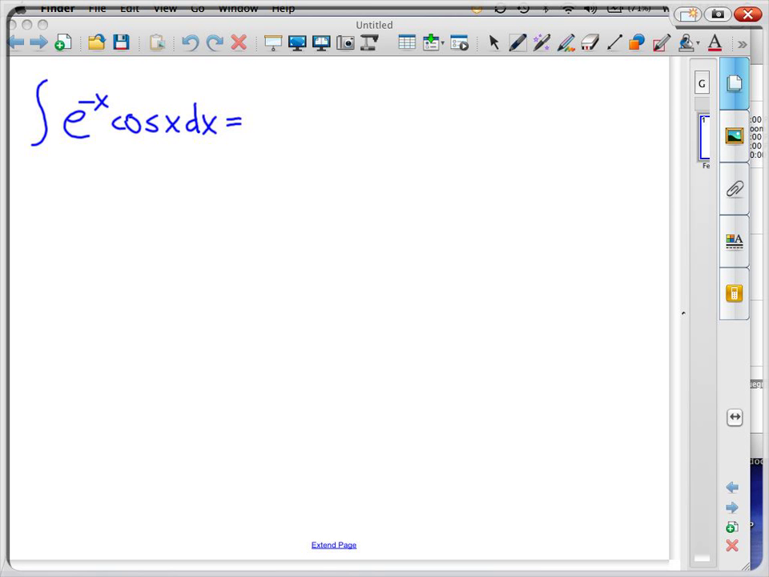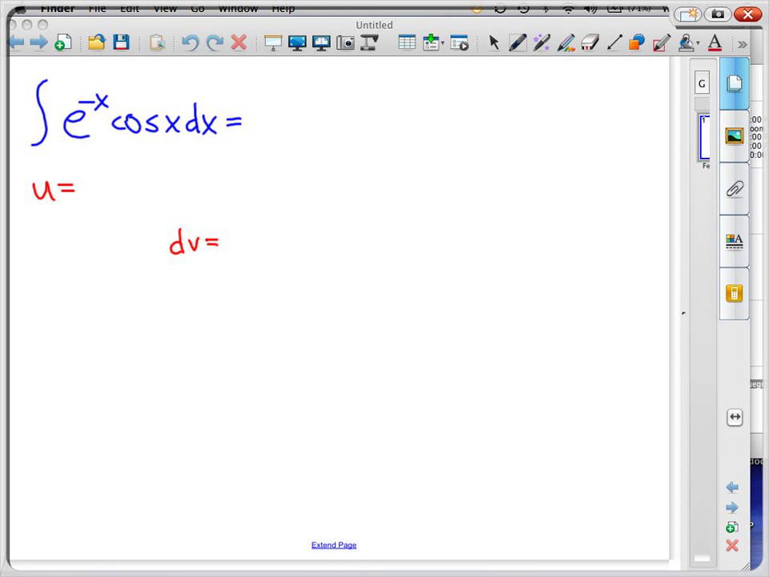So in this problem, we have an exponential function and a trigonometric function. Well, those actually allow you to choose your dv and your u without worrying about making a mistake. In other words, you could probably do this problem by making dv cosine of x dx or making dv e to the negative x dx. Some other problems, that's not true.